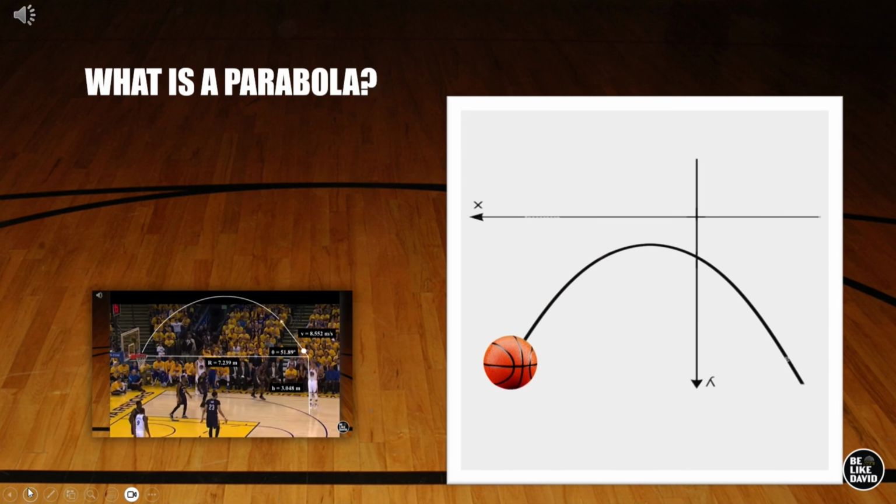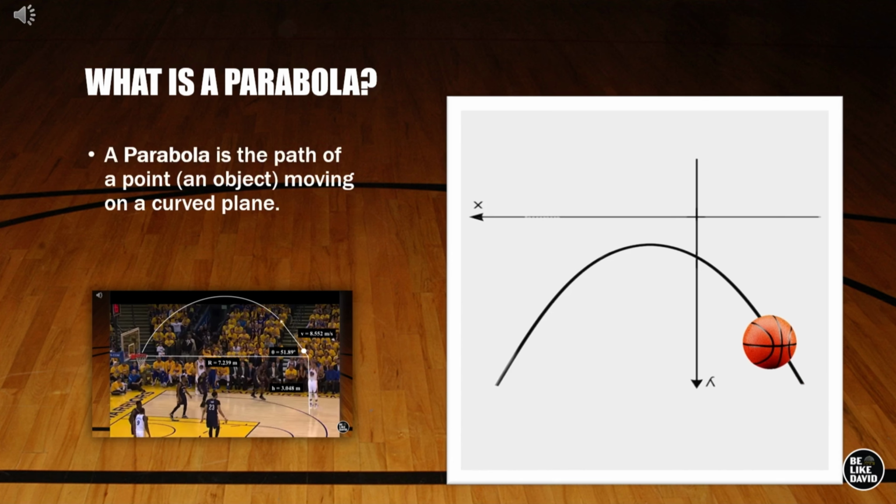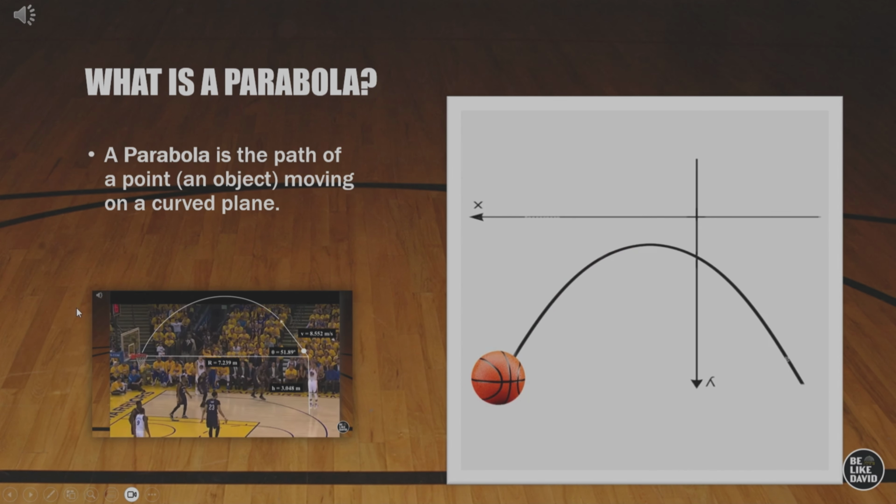Let's look at some real interactions using parabolas within the game of basketball. Check out the ball moving along the curved plane. A parabola is the path of a point or an object moving on a curved plane. We are creating this type of pathway or trajectory to the basket when we shoot.